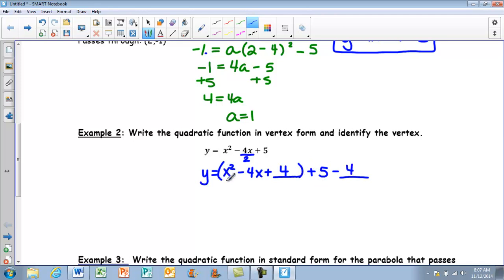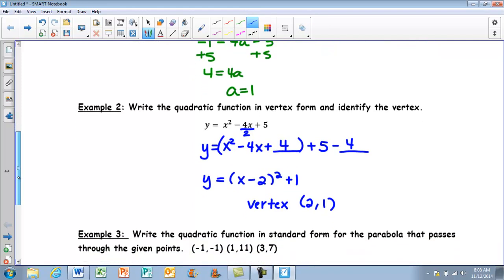Now from here, this is a perfect square trinomial. So this can be written as x minus 2 squared. And then 5 minus 4 is 1. So again, my equation is written in vertex form, and my vertex here will be (2, 1). This should be review for you. We did this in 4.7, but if it looks new to you, then there's the example again. We are just running through how to write in different forms.